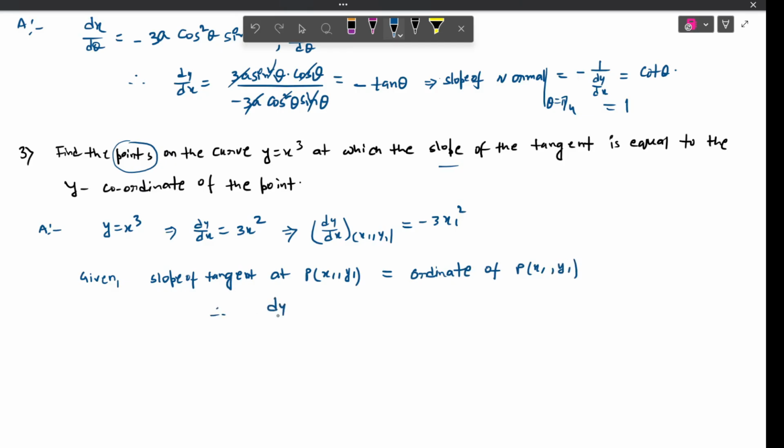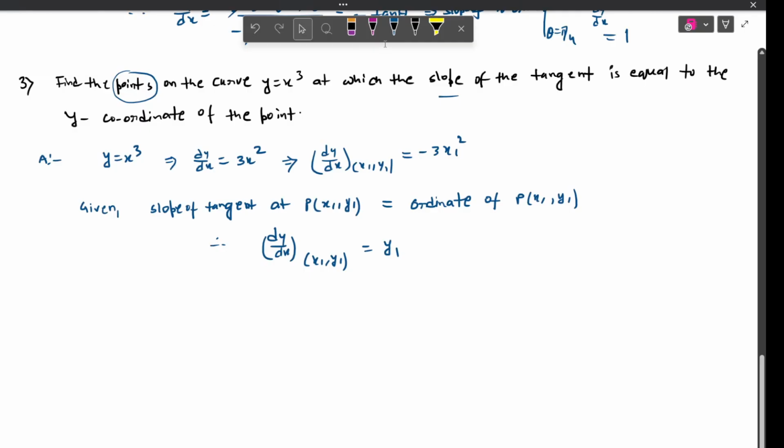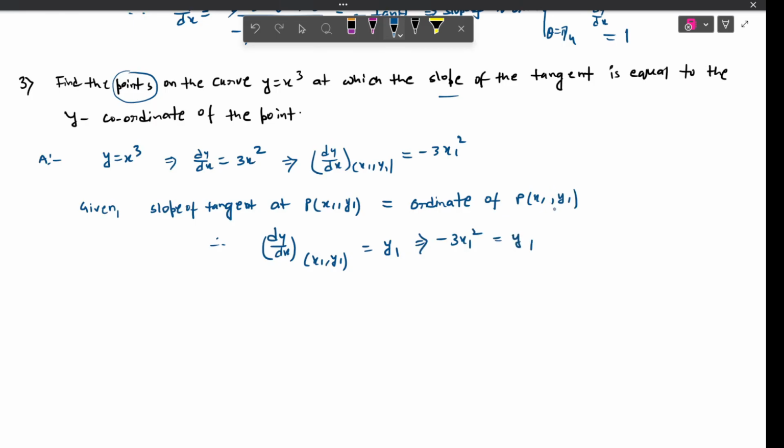So dy by dx at point x1, y1 should be the ordinate, that is y1. So 3x1 square should be y1. Okay, so there should not be a minus, right? This is 3x square, so this is plus. 3x1 square equals y1.